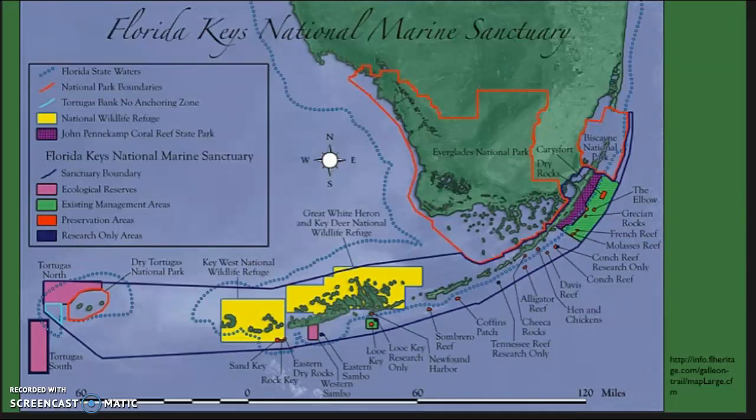So each zone has different prohibited activities which are specialized based off of the needs of that zone. And this helps to allow for the continued use of the sanctuary by humans, as well as the continued protection of the ecosystem. The largest zone is the ecological reserve, which is seen in pink.